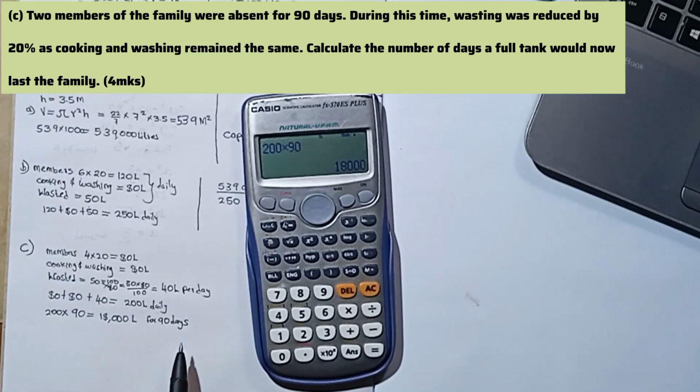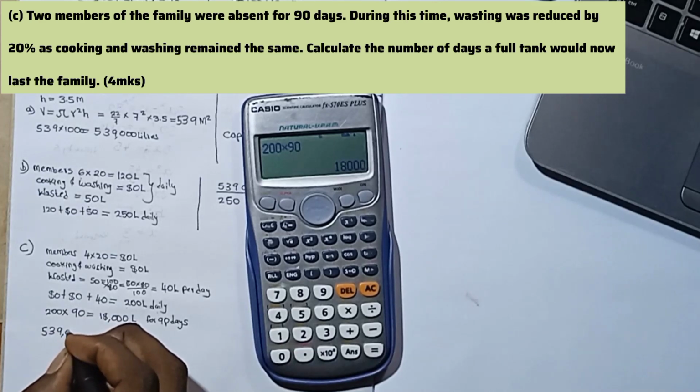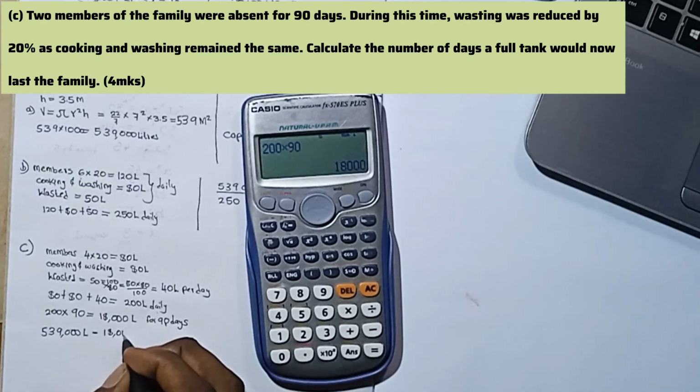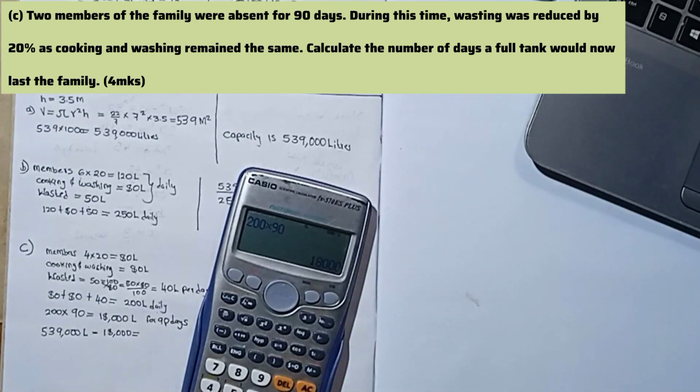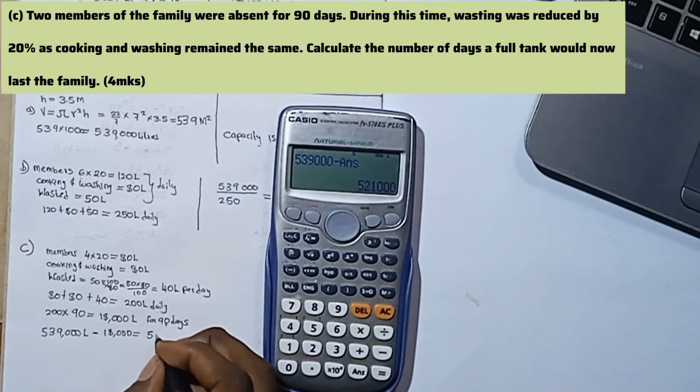So for the first 90 days, the remaining volume of water in the tank is 539,000 liters minus 18,000 that was used, which is equal to 521,000 liters remaining inside the tank. So this is the amount of water inside the tank that is remaining.